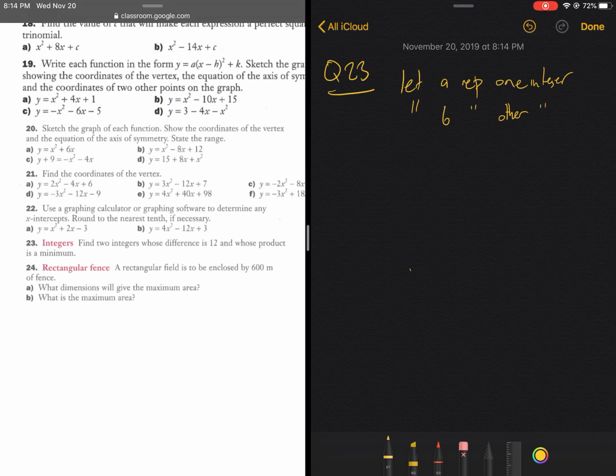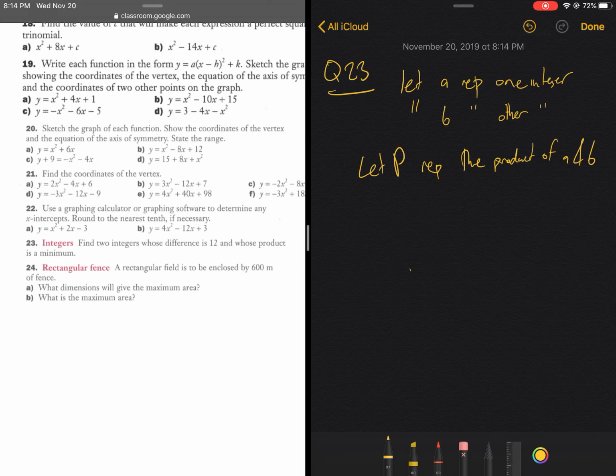And what are we saying? Product is a minimum. So product is unknown as well. Let P represent the product of A and B. Okay, so how do we do this?